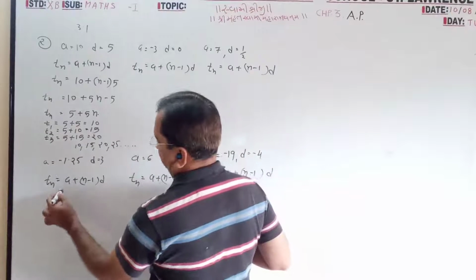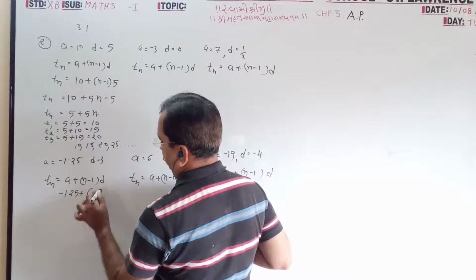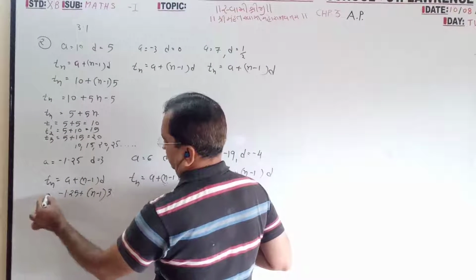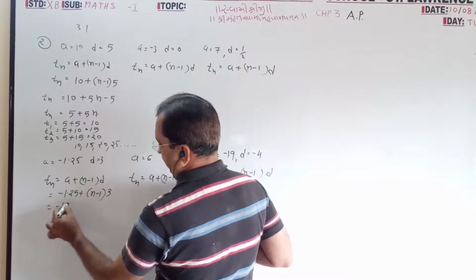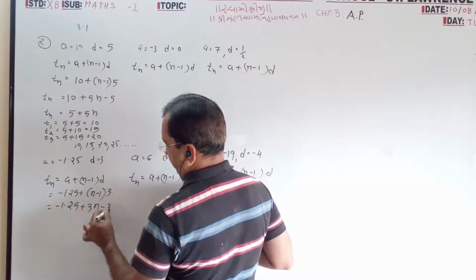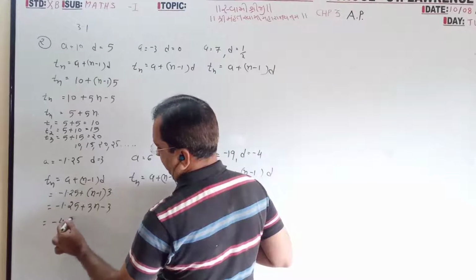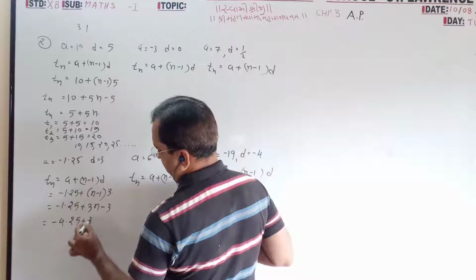Again, A is what? Minus 1.25, plus n minus 1 times the difference, which is given as 3. Minus 1.25, 3 ones are 3n, minus 3, minus 1 minus 3 means minus 4.25, plus 3n.